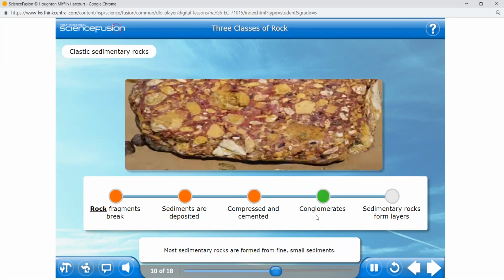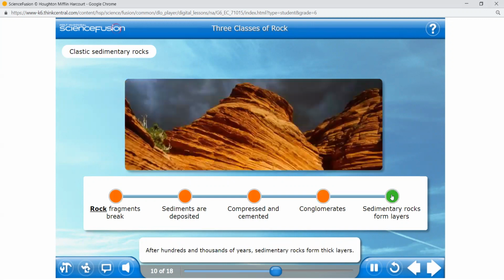Most sedimentary rocks are formed from fine, small sediments. However, there are some sedimentary rocks that form from large pieces of other rocks. These sedimentary rocks are called conglomerates or breccias. After hundreds and thousands of years, sedimentary rocks form thick layers. These layers show a geologic history of the area.